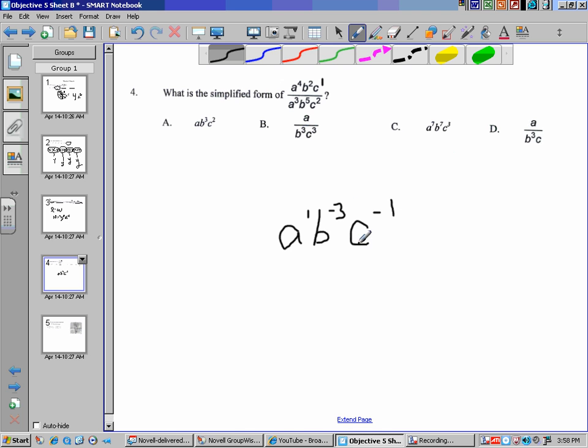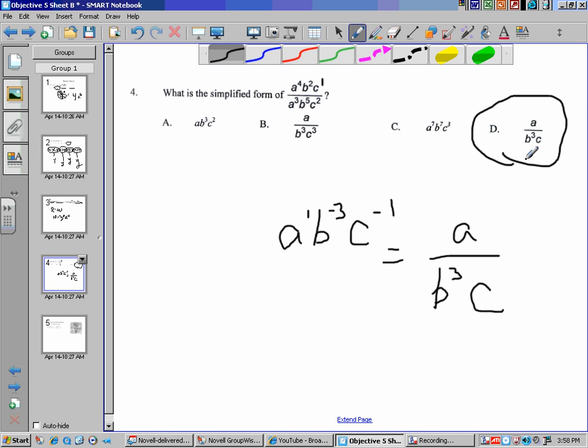All right, well, if you look, none of these choices are up here. Well, when we have a negative exponent, we can rewrite it. And I can leave my a. My a has a positive exponent. I'll leave it up top. I can make these positive by moving these to the bottom, and it's b to the 3rd power, c to the 1st power. My answer is D.